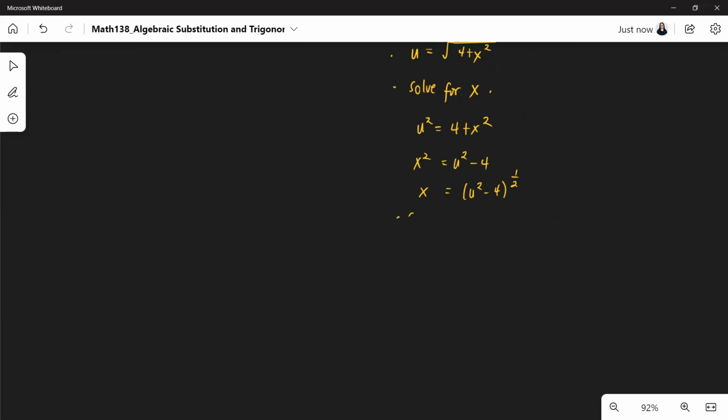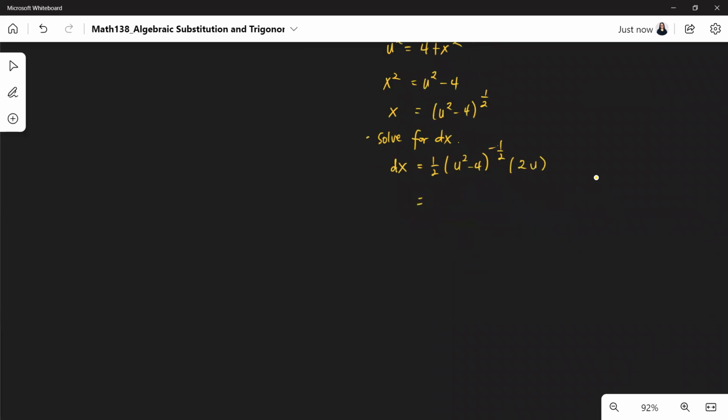And then after solving for x, solve for dx so that we can replace the x's, no, in the given integrand. So dx, therefore, using power rule, we have 1/2, no, times u squared minus 4. And then we need to raise this to n minus 1 because we're doing differentiation. So 1/2 minus 1 or negative 1/2. Then don't forget to multiply it with the derivative of, bali, the base. No? So derivative of u squared is 2u. And then simplify. So we have u, no, times u squared minus 4 quantity raised to the power of negative 1/2. And don't forget the du.